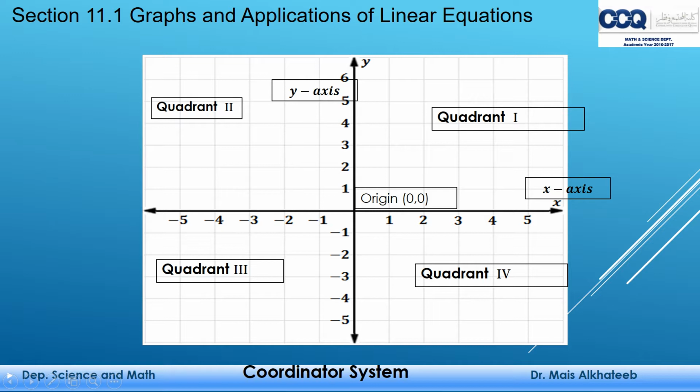We call this the x-axis. We call this the y-axis. We call this quadrant the first quadrant, quadrant 1. This is the second quadrant, quadrant 2. This is the third quadrant, quadrant 3. And this is the fourth quadrant, quadrant 4.